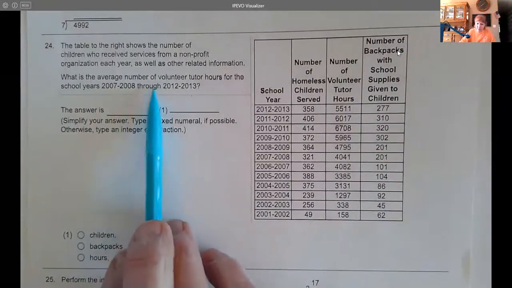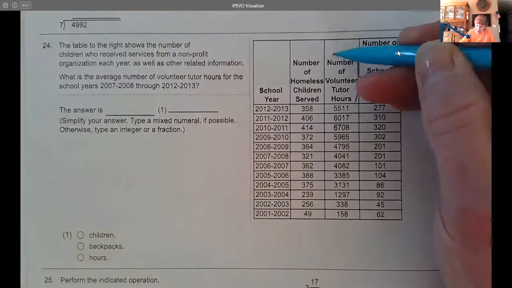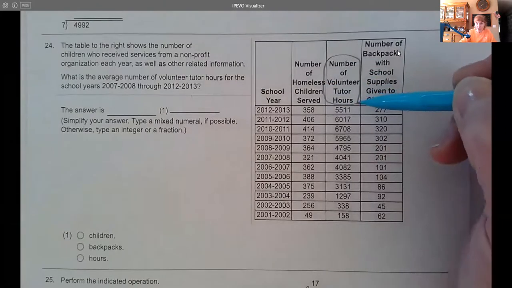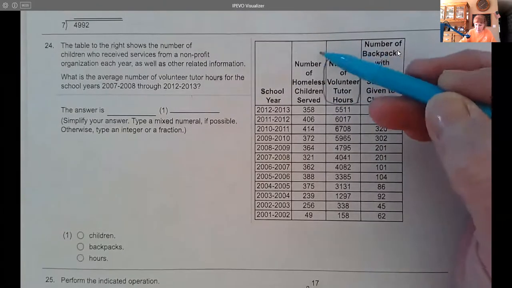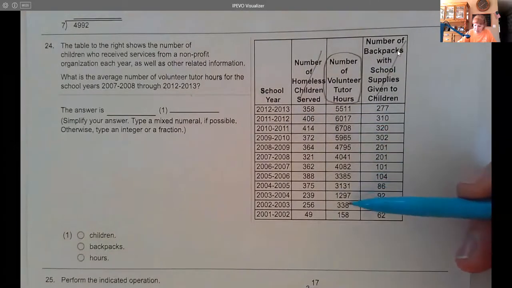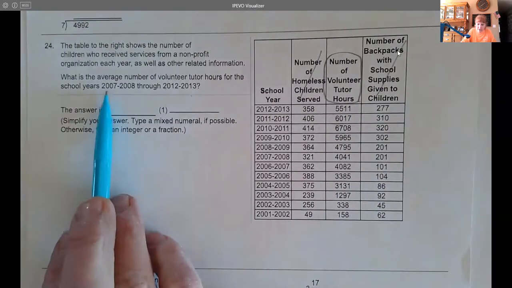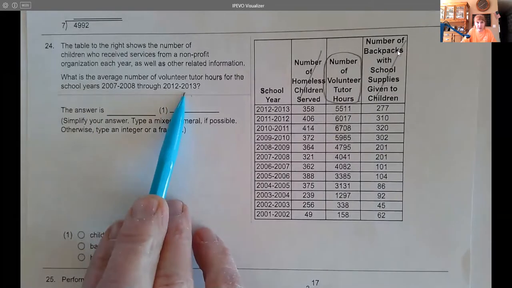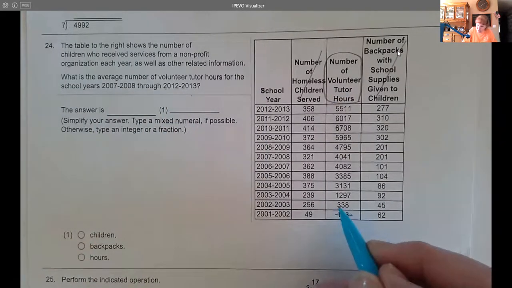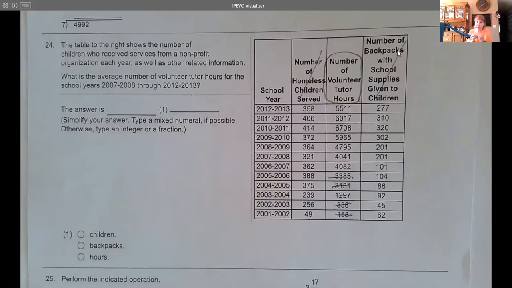All right, so first off, the average number of volunteer tutor hours. So you're going to be looking at this column right here, which is the number of volunteer tutor hours. So we won't be looking here or here. Now, you also have to make sure you read very carefully, because some of you may just start to add up all of these and then divide by how many there are, and you'll miss it. Because what they want is 2007 to 2013. So they're not interested in any of these.